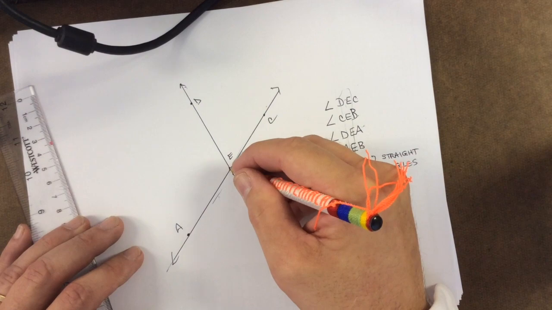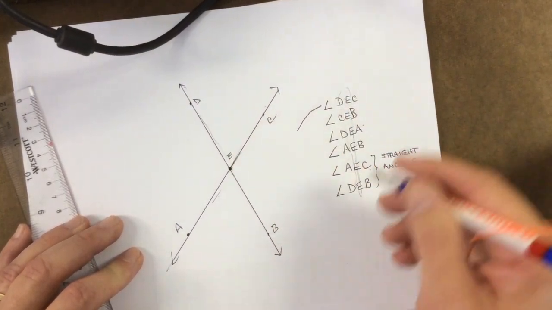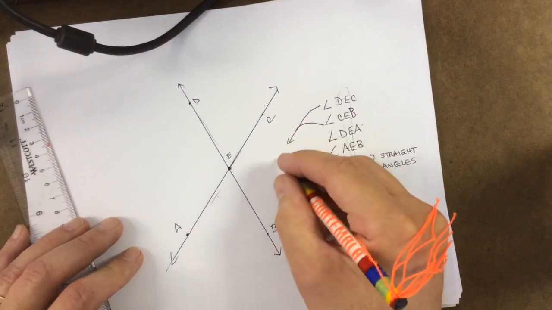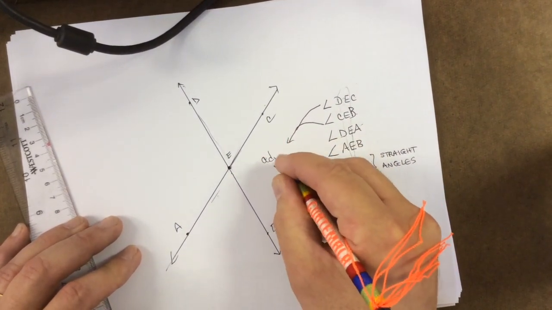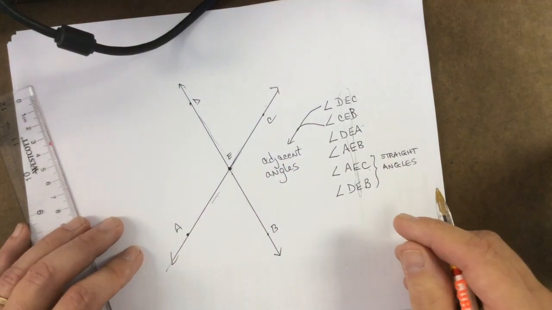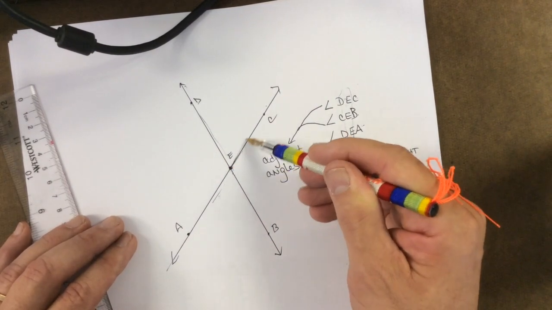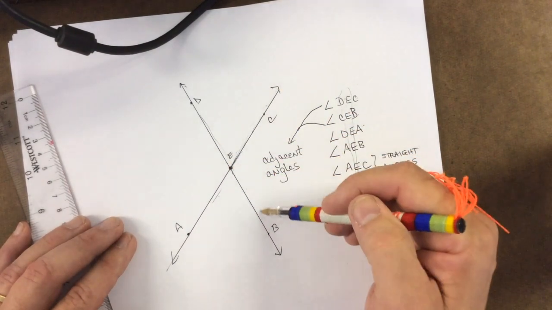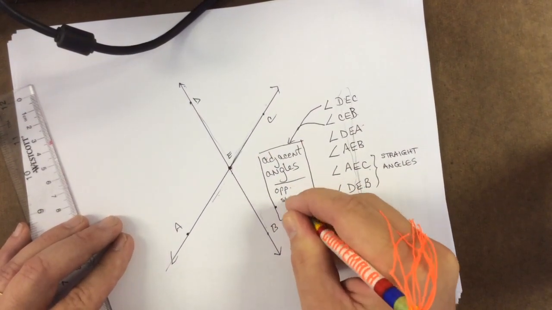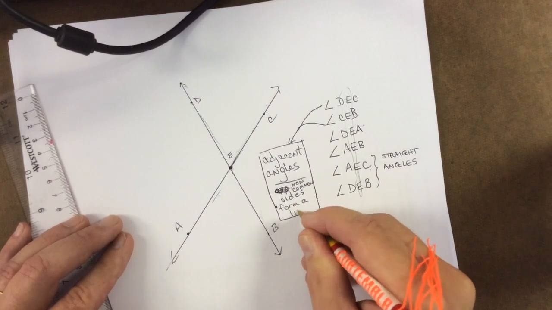And if you'll notice, DEC and CEB, they are adjacent angles. Does anybody remember what makes adjacent angles adjacent angles? Yeah. Angles that share a vertex and a side that don't overlap. Right. They share this vertex, they share this side, and they don't overlap. Now, these are adjacent angles that have one more characteristic. Their non-common sides form a line.